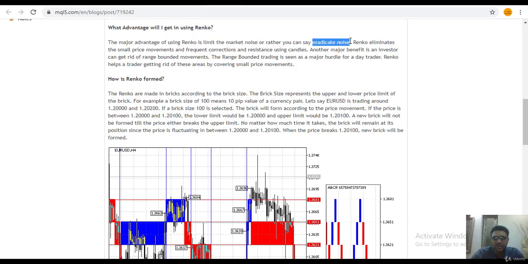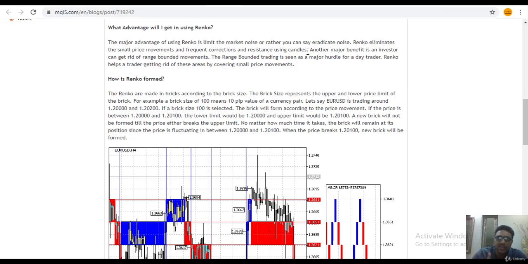So what is noise? Basically, noise is something where a range area doesn't represent any major thing. It seems that the price is moving up and down in a fixed area, a fixed portion of the candles. And Renko eliminates small price movements and frequent corrections and resistance using candles. We have already seen this in the last video where we talked about two different scenarios. One in which there was a big candle movement within 1 hour, and we have seen that it covered almost 20 bricks within one candle.